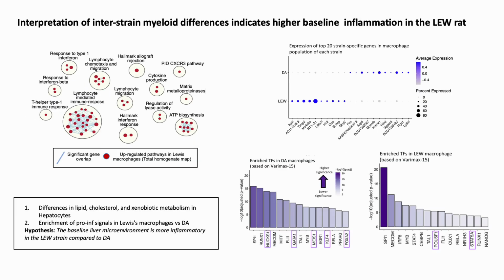Pathway analysis identified higher activation of lymphocyte-mediated immune response to interferon, and allograft rejection pathways in Lewis compared to dark agouti myeloid cells. These results suggest that the baseline hepatic microenvironment in the Lewis rat is more pro-inflammatory compared to the dark agouti strain, and highlights myeloid cells as the potential key drivers of enriched inflammatory pathway activation in the Lewis rats.